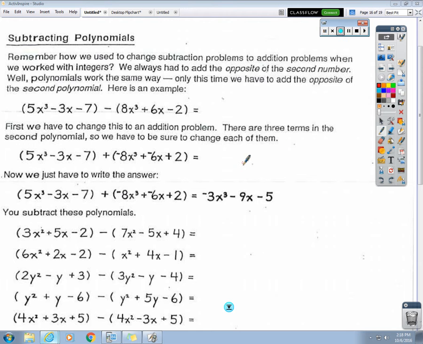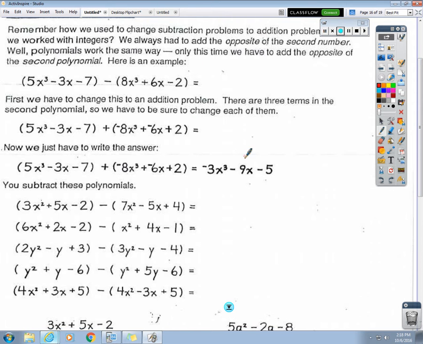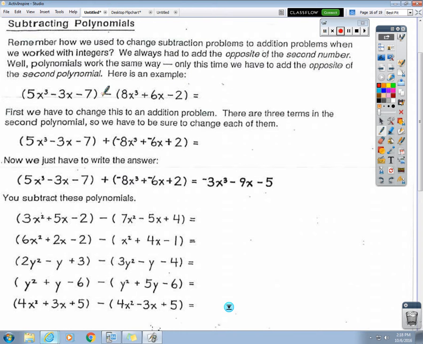Go. Page 15. Alright. We have 5x cubed minus 3x minus 7 minus 8x cubed plus 6x minus 2. So the only real difference in today versus yesterday is we have a subtraction sign in the middle as opposed to an addition sign. Okay, so just watch for a second. Don't write, just watch. 5x cubed would combine with 8x cubed. But if you're subtracting them, 5 minus 8 is a negative 3. So there's negative 3x cubed.